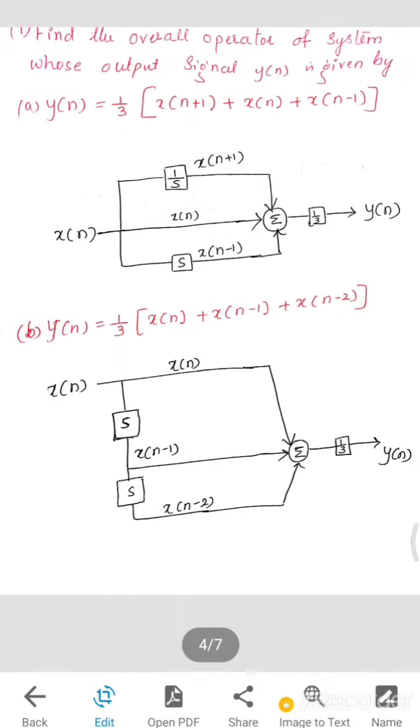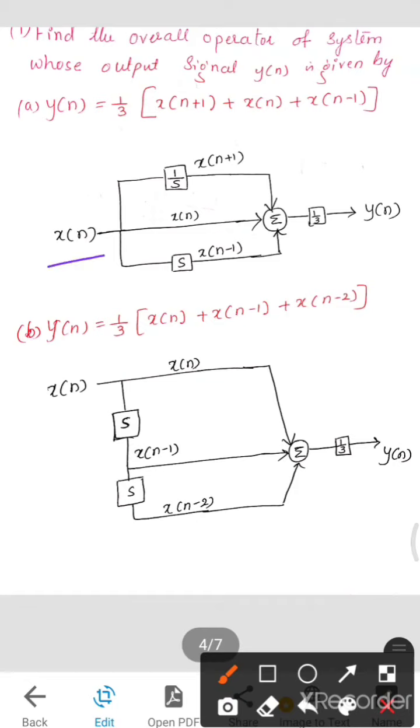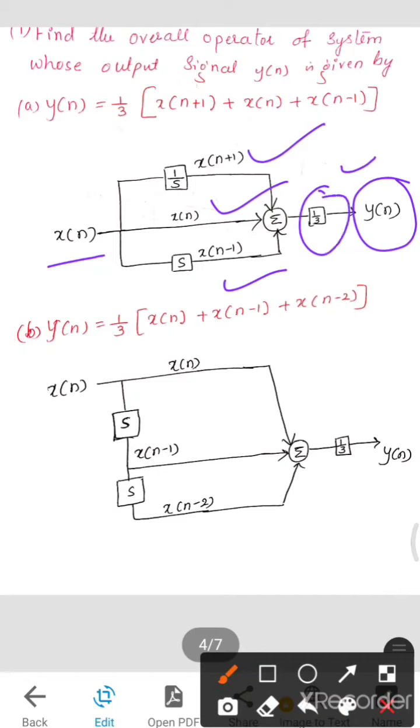Okay, let's observe here, right? x of n is the signal. So this is your y of n, which is the addition of x of n plus 1, x of n, and x of n minus 1, multiplied by 1 by 3. Okay, similarly, let's do this, since we have done the earlier one.